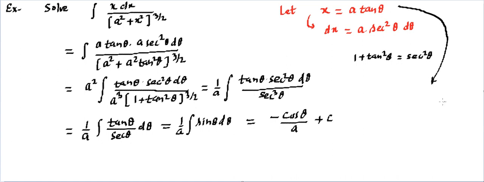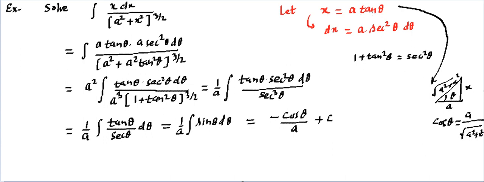Very simple. You can imagine a right angle triangle, and you call this angle theta. So from here tan theta is x by a, so that is x, that is a, so tan theta becomes x by a. So you'll find this hypotenuse is going to be square root of a square plus x square. So from here, can we find the value of cos theta? Yes, we can. Cos theta is going to be a divided by square root of a square plus x square. Making sense?